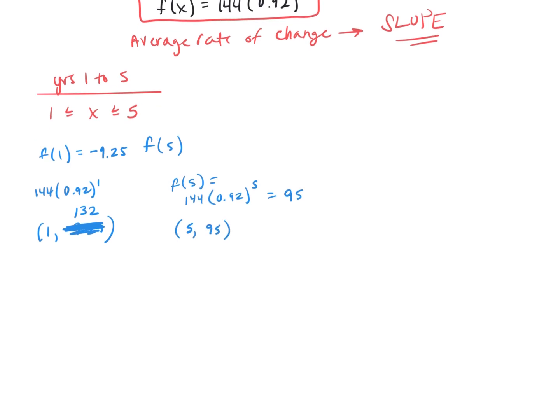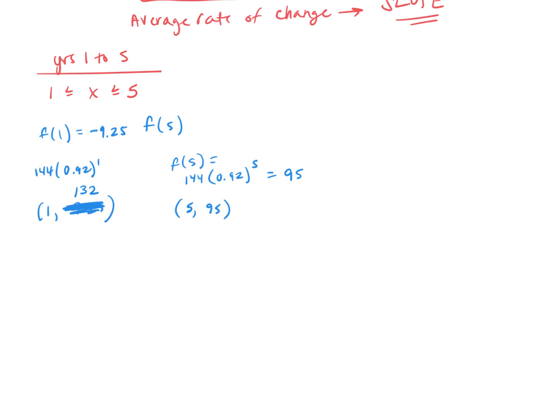Average rate of change is to find the slope. So we're going to find y2 minus y1. So 95 minus 132 over x2 minus x1, 5 minus 1. So we do that subtraction, we get a negative 37 over 4. And then we divide that on our calculator and we got a negative 9.25.